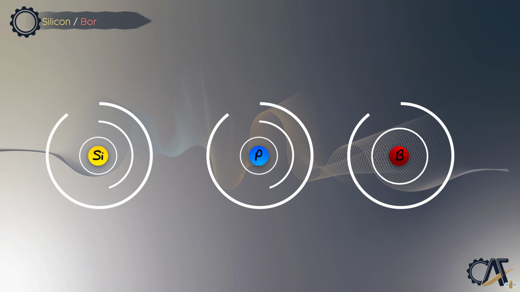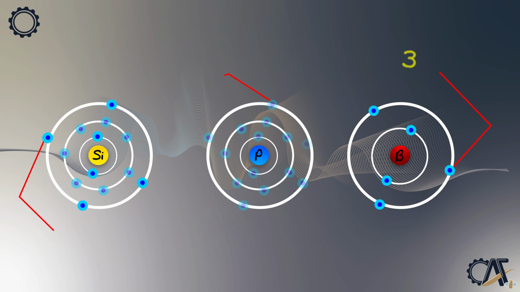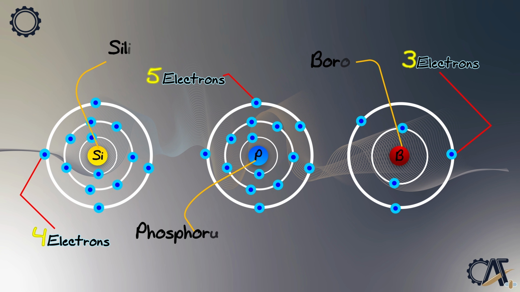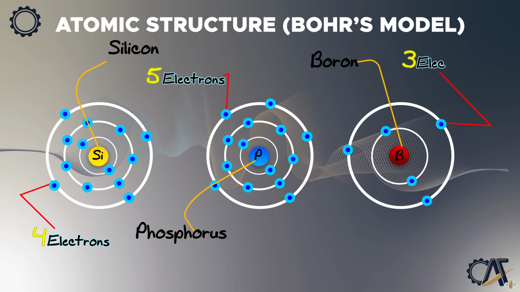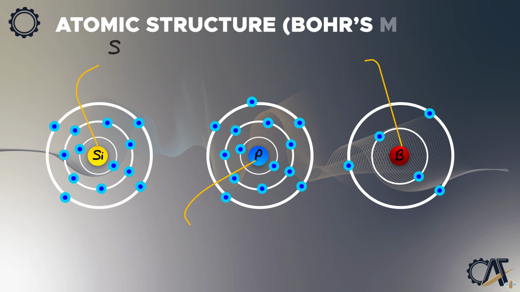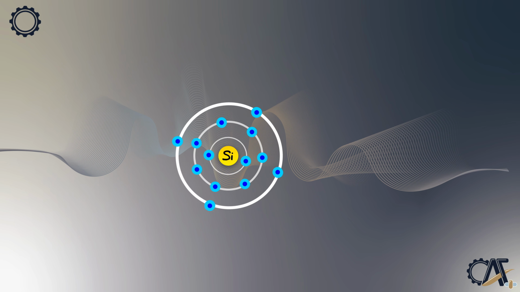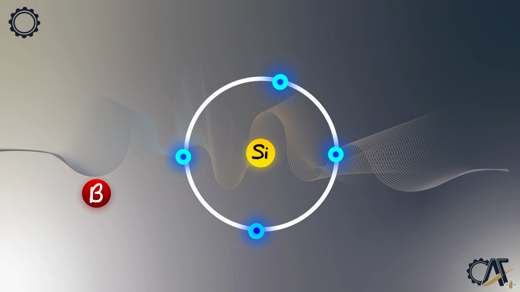Silicon is a chemical element with the atomic number 14 and has 4 electrons in its outermost shell. Phosphorus, with the atomic number 15, has 5 electrons in its outermost shell, and boron with the atomic number 5 has 3 electrons in its outermost shell. Silicon is a classic semiconductor. Its conductivity lies between that of conductors and insulators. The reason for this is that in a pure state, silicon atoms share 4 electrons with adjacent silicon atoms. Hence, there are no free electrons. This is an example of an intrinsic or pure semiconductor.